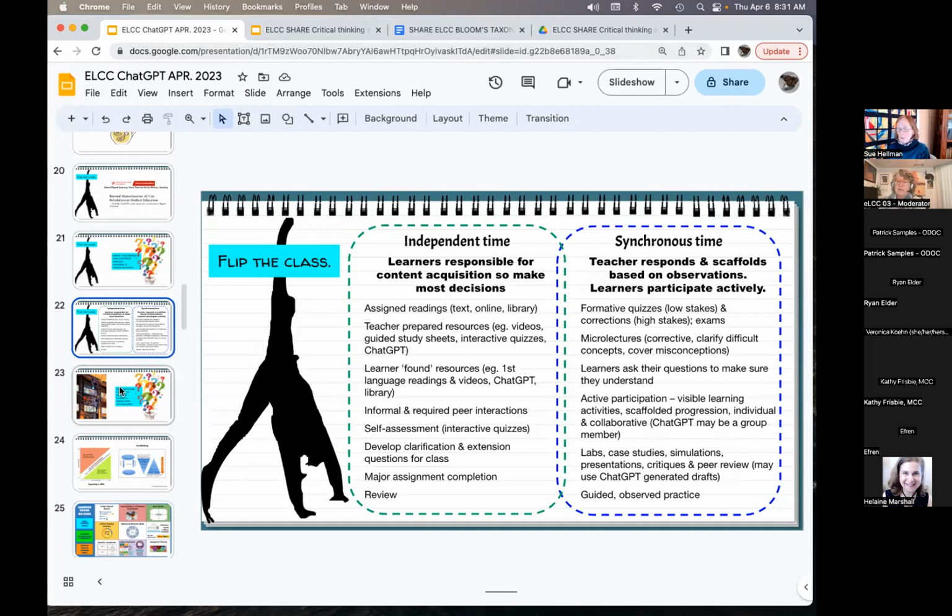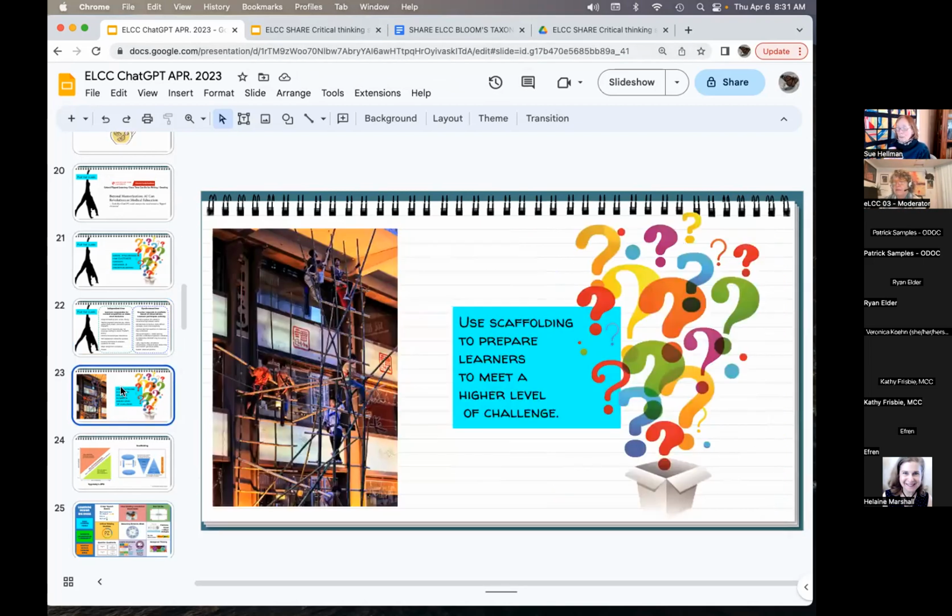Okay, so that means that in order to make the strategies that I'm going to show you next work, you're going to need to use scaffolding. Students need to know how to ask questions, what kind of questions to ask. They need to trust the atmosphere for asking questions.